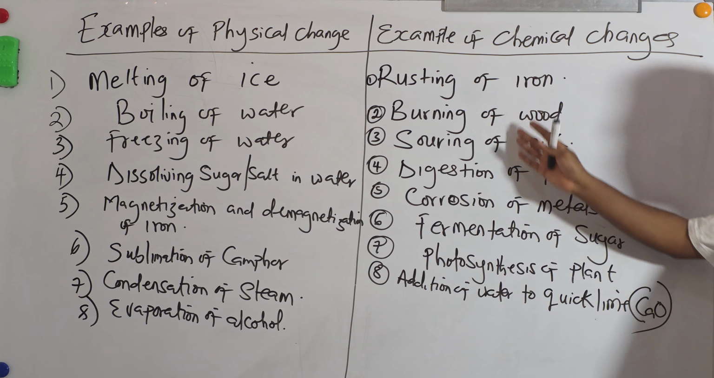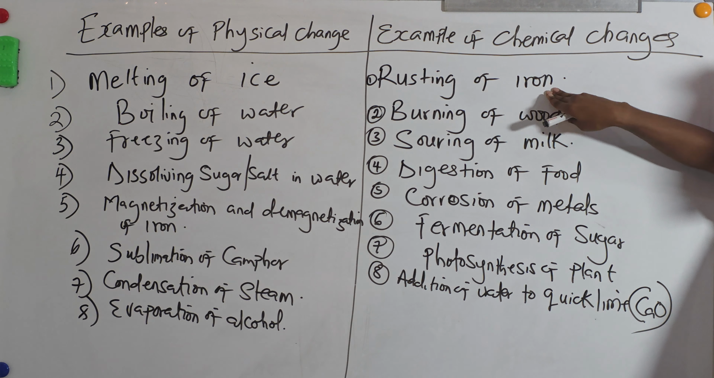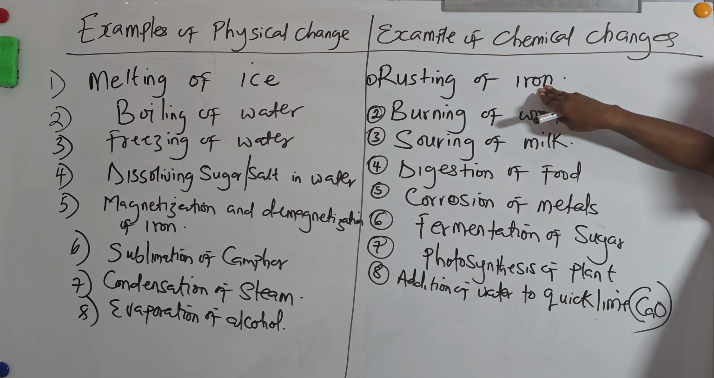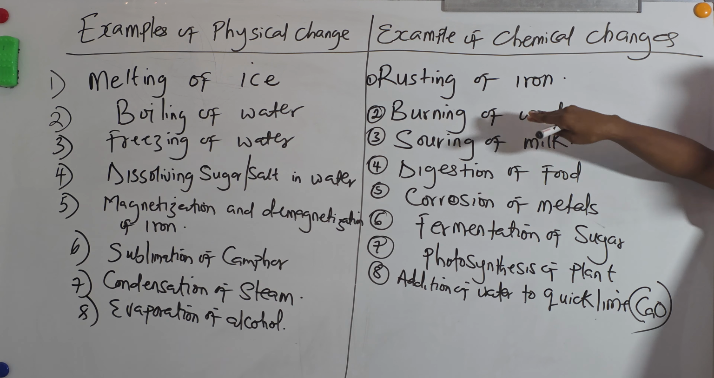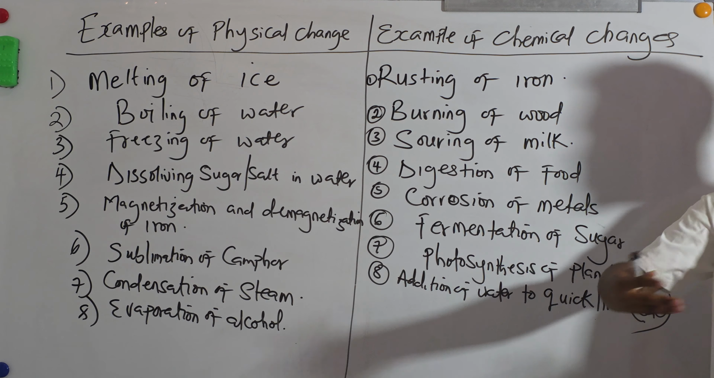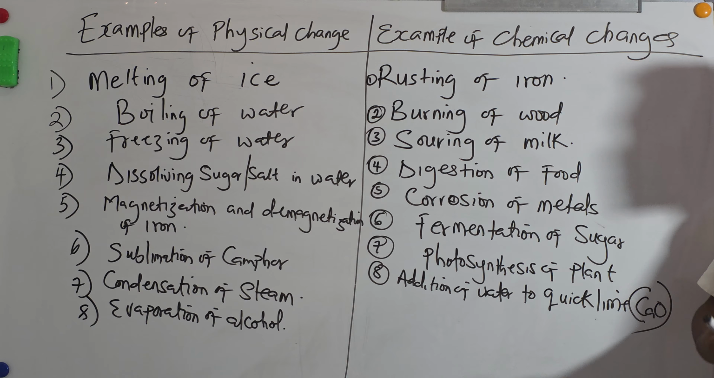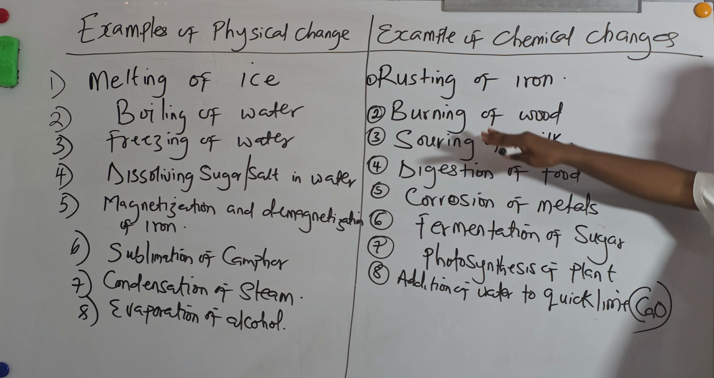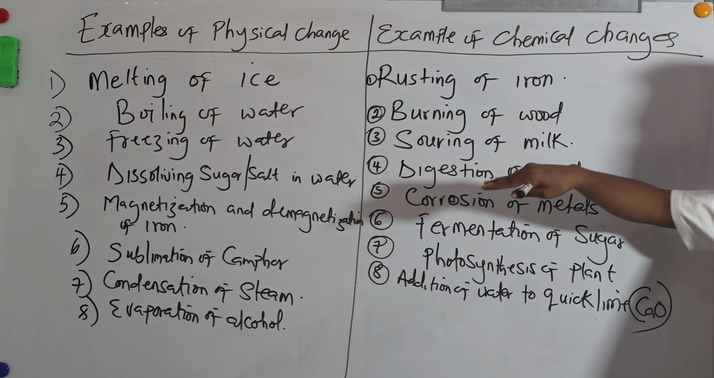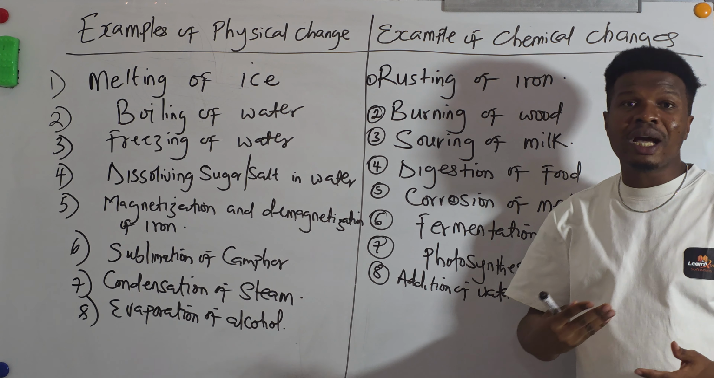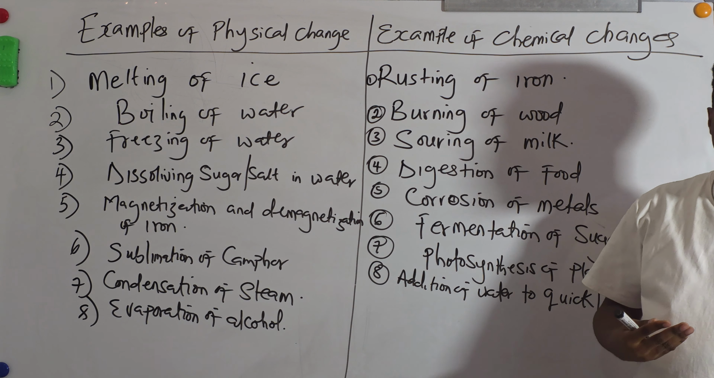Then for chemical changes, rusting of iron. When an iron rusts, it's a chemical reaction, so you can't get the iron back. A new product is formed, which is different from what you had before. That's a chemical reaction taking place. When you burn wood, that's a combustion reaction. When you burn the wood, you can't recover the wood back from the ashes, so it's a chemical reaction.